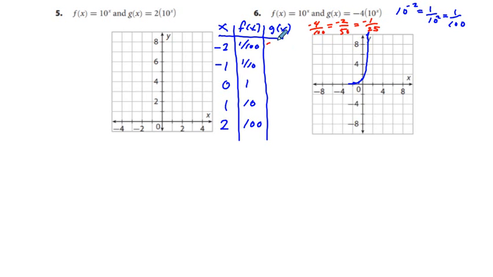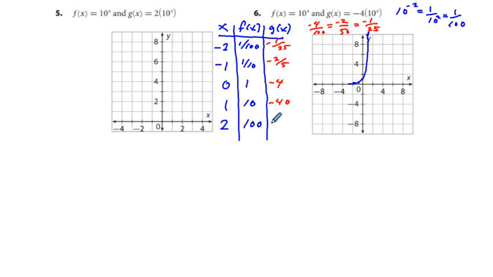So I put -1/25th. If we put in 1/10th, well, that's going to be simplified to -4/10ths or -2/5ths. If we put in 1 and multiply that by -4, we get -4. And 10 times -4 is -40.